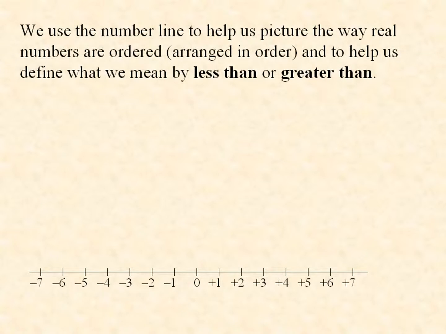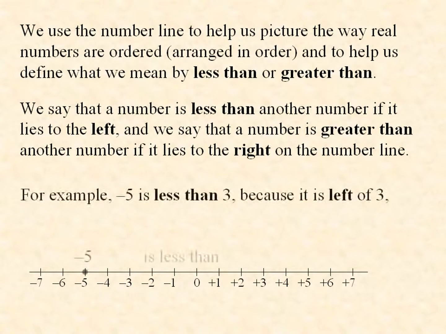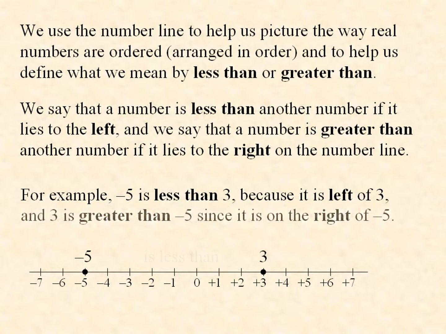We use the number line to help us picture the way real numbers are ordered, arranged in order, and to help us define what we mean by less than or greater than. We say that a number is less than another number if it lies to the left, and we say that a number is greater than another number if it lies to the right on the number line. For example, -5 is less than 3 because it is left of 3. And 3 is greater than -5 since it's on the right of -5.